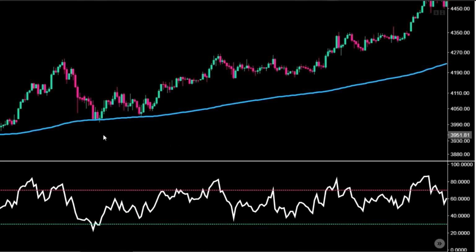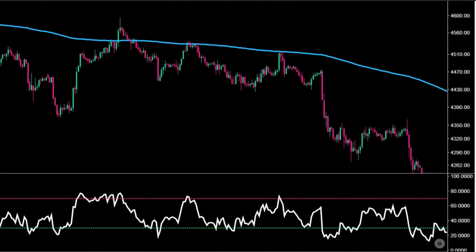For a buy signal, first look at the EMA. The price must be above the EMA. This means the trend is up. Second, look at the RSI. The RSI should be coming up from the oversold area below 30 level. When you have both price above EMA and RSI moving up from 30, it's your buy signal.